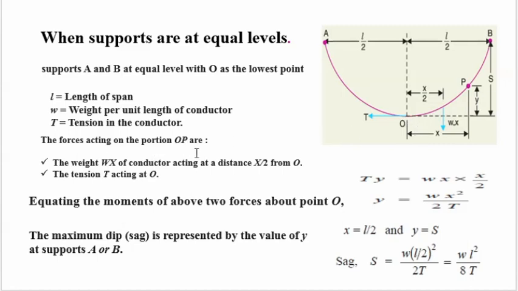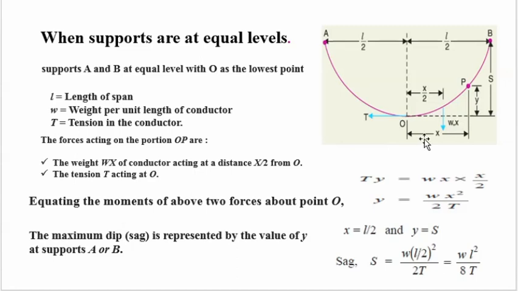So the forces which are acting on the portion OP will be the weight WX of the conductor, which is acting at distance X over 2 from O. The next force will be tension T, which is acting at point O in tangent direction as shown in this figure. Means these blue lines, first one is WX and second one is this T. These are the two forces which are acting on the portion OP.